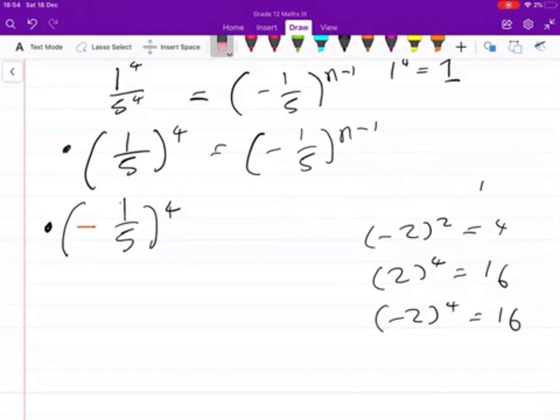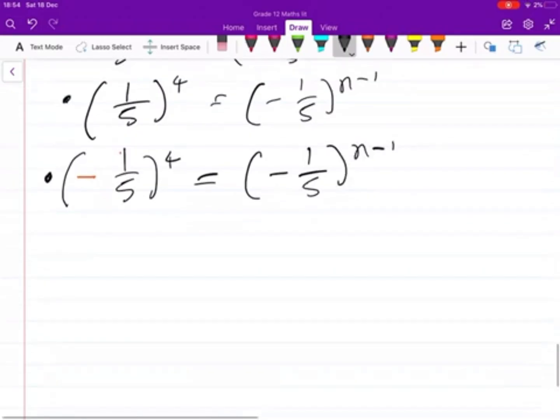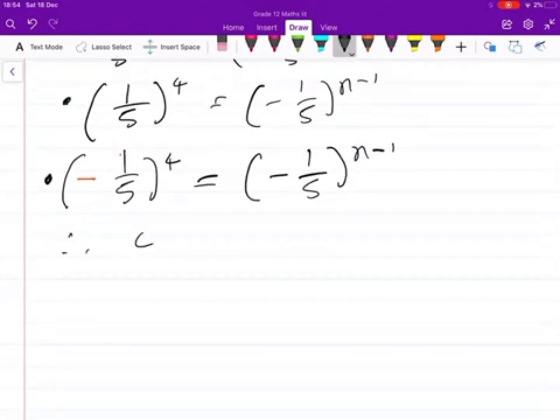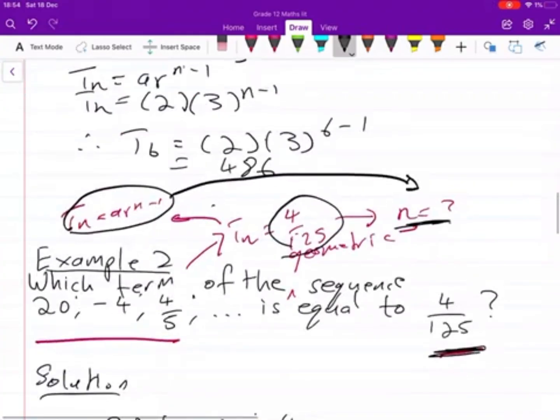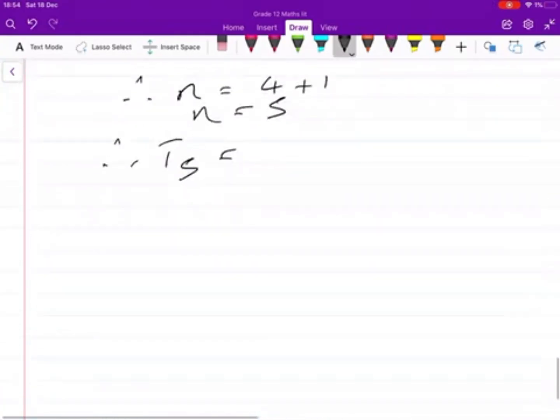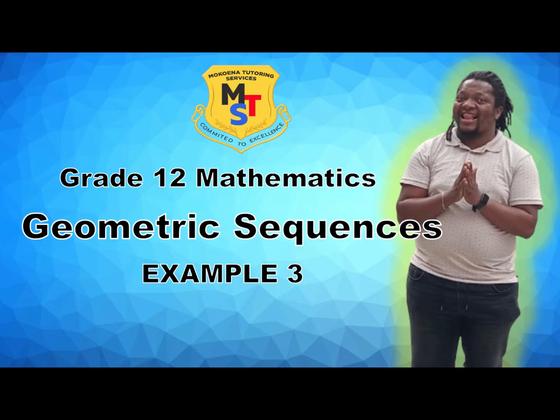The reason I am writing it that way is because, again, I am trying to make the bases the same. So this is (minus 1 over 5) to the n minus 1. Therefore, the bases are the same. Therefore, what can we do? We equate the exponents. Therefore, n equals 4 plus 1, and n equals 5. Therefore, T5 equals what, guys? You said it is equal to 4 over 125, and that is how we get that beautiful answer.